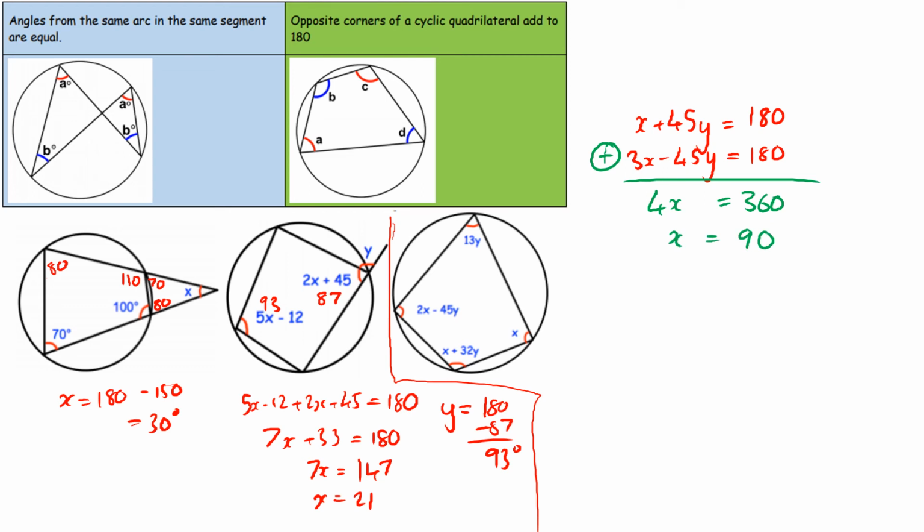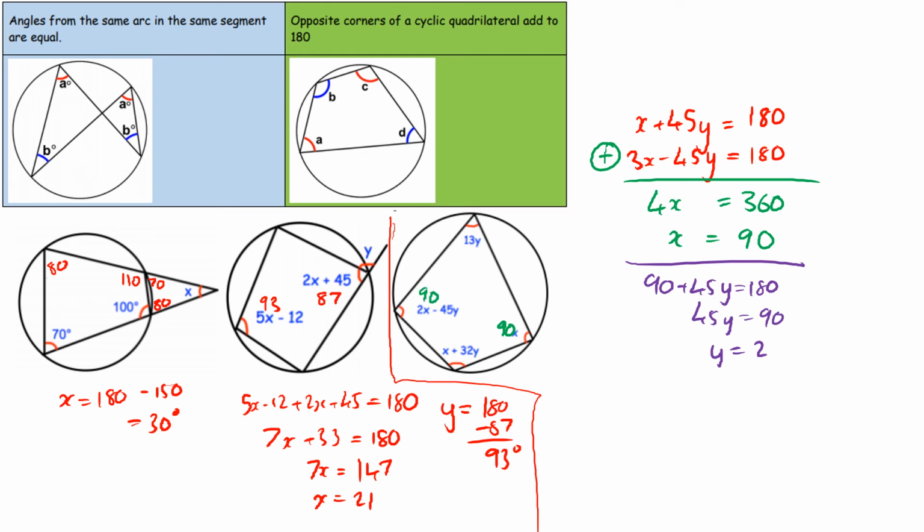We can then sub that back into one of the other ones and say, okay, so 90 plus 45y is equal to 180. So 45y is 90, so y is 2. And we could finally go back in and fill in the angles and make sure they work. We know x is 90. We know 2 times x is 180 minus 45y, so minus 90 is also 90. So we've got two right angles there.